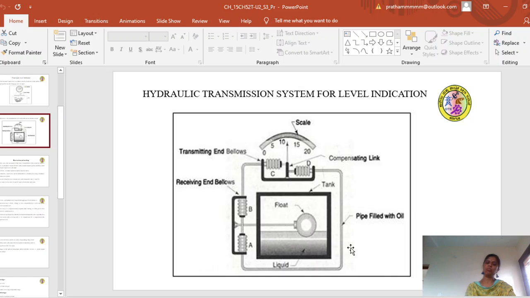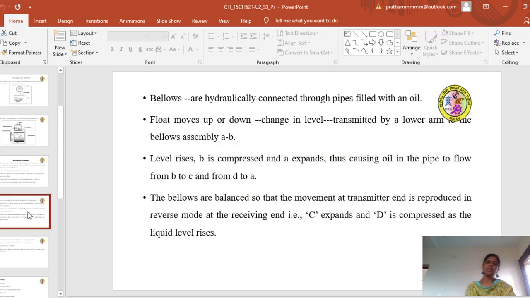Causing again C for the compression and D to expand. So these two, C and D, act as a compensating link, which connects to the pointer and moves on to the calibrated scale.